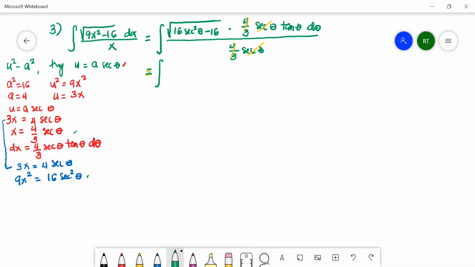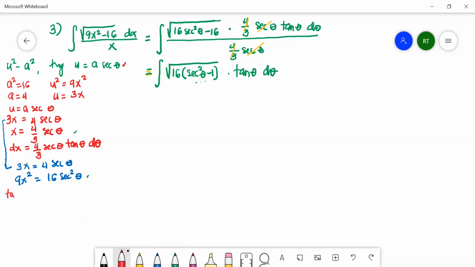We have the integral of, look at the radicand, 16 secant square of theta minus 16. There is a common factor 16, right? So we can factor out the common factor 16, so that the other factor is secant square of theta minus 1. Then we multiply this by tangent of theta d theta. But please take note that secant square of theta minus 1 is tangent square of theta. How is that? What is the identity?